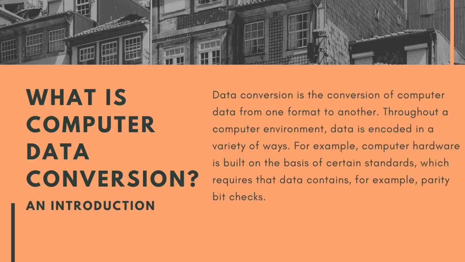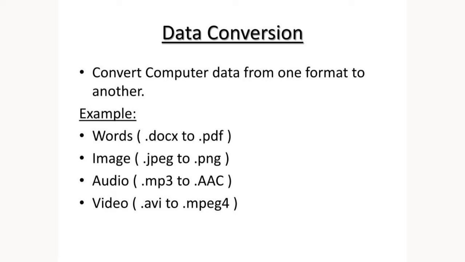Firstly, what is computer data conversion? A data conversion is a conversion of computer data from one format to another. In a computer environment, data is encoded in a variety of ways. For example, computer hardware is built on the basics of certain standards, which require that data contains, for example, parity bit checks. What are parity bit checks? Parity bit checks is a technology that enables you to know if errors are found during data conversion.